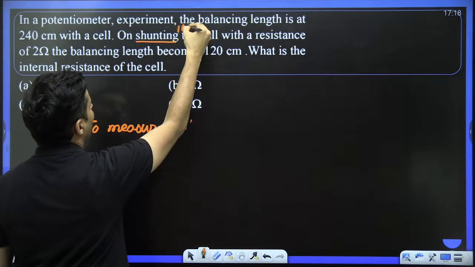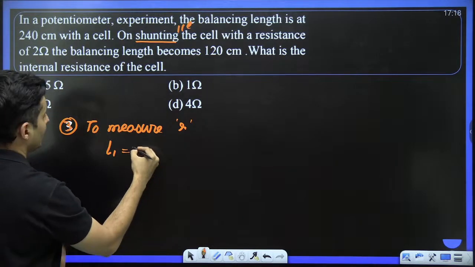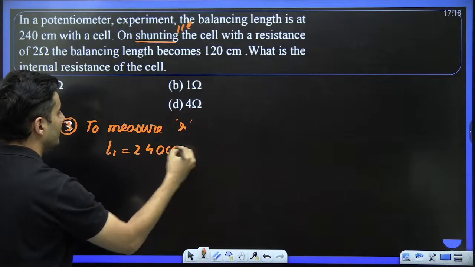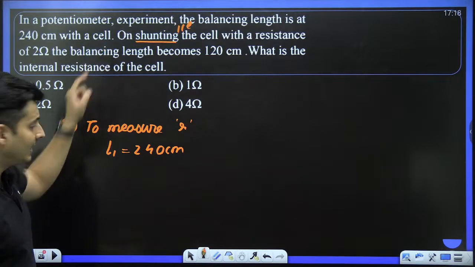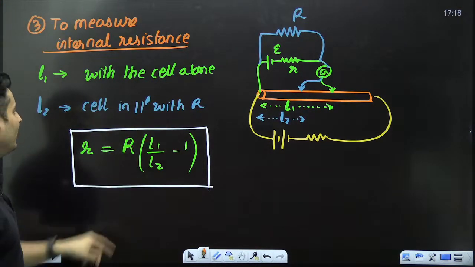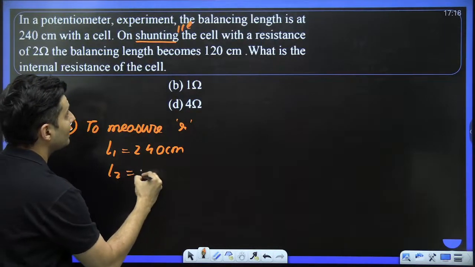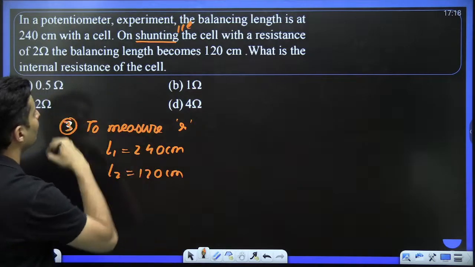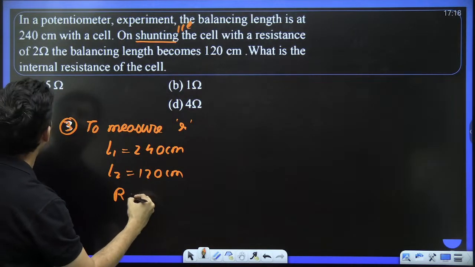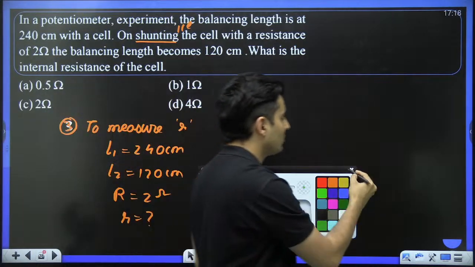Shunting means basically parallel. If you notice, the length L1 over here is 240 centimeters with the cell. That's it. Only with the cell. Then it is L1. What is L2? When it is in parallel, parallel means shunting. So then L2 is basically 120 centimeters. How much resistance? Capital R is basically 2 ohms. Small r is basically asked. That's all, my dear warriors.